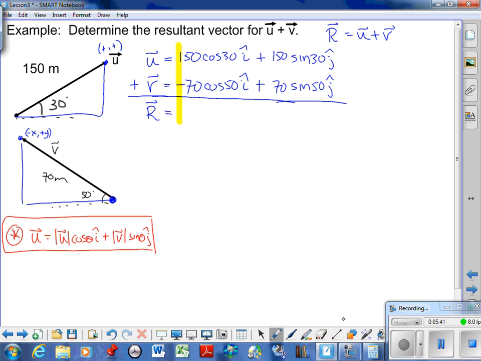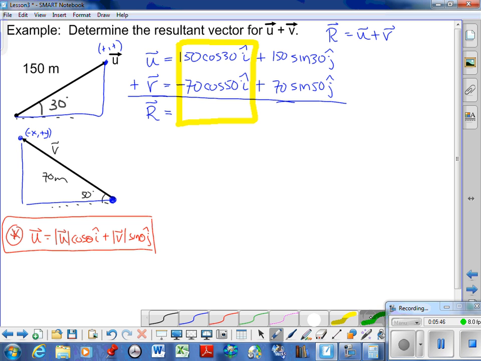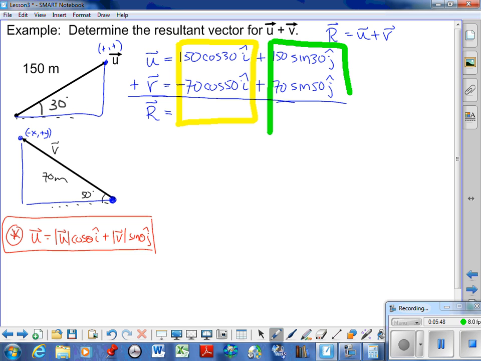So you just got to plug that into the calculator to get your i component, and plug that into the calculator to get your j component. I'm going to pause it to do the calculations to save some time. Okay, so I got 85i plus 129j just using the calculator. So you're just adding down the columns. I just use bracket 150 cos 30 bracket minus bracket 70 cos 50, and that's how I got my 85.